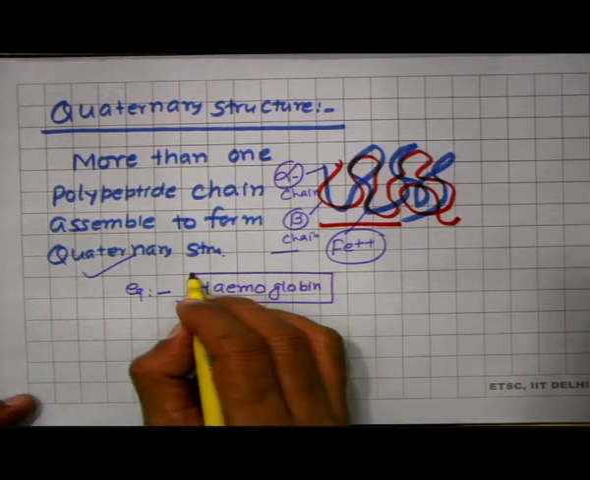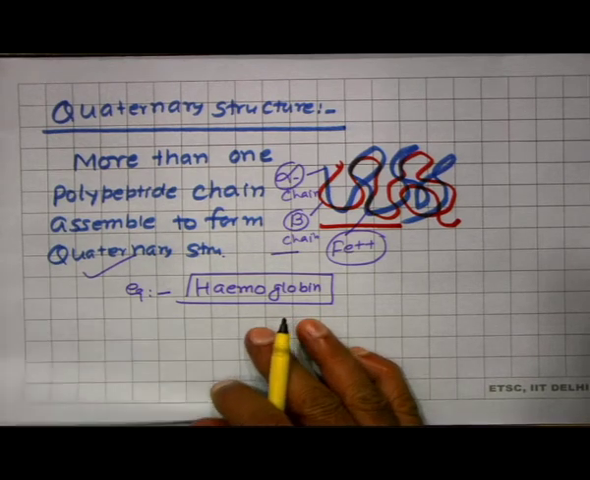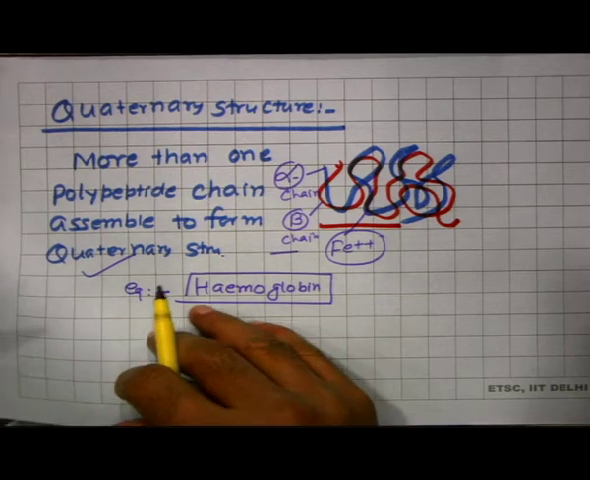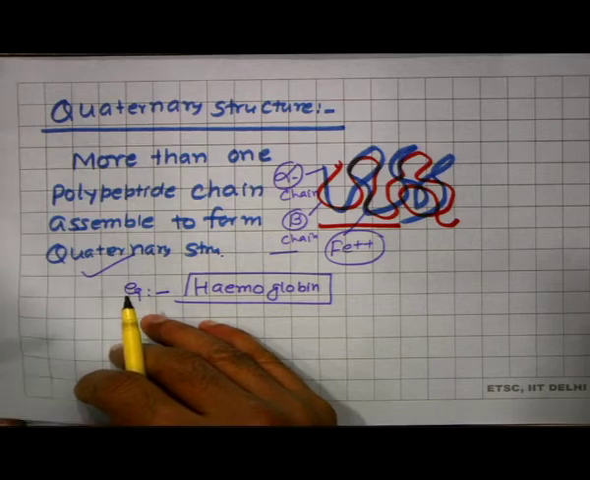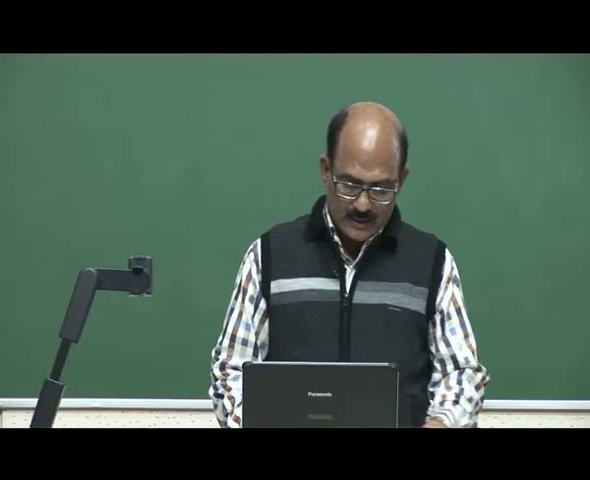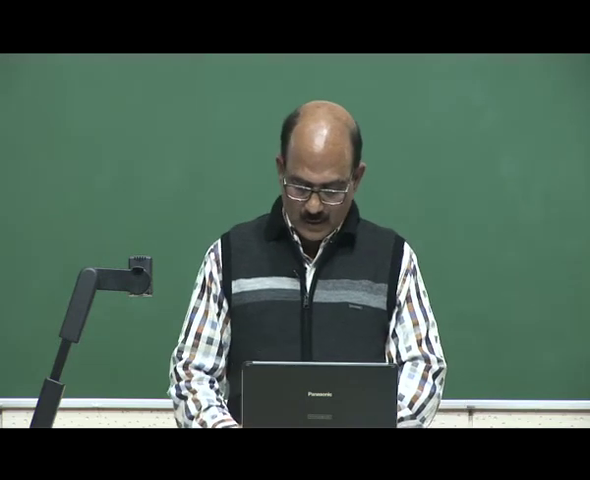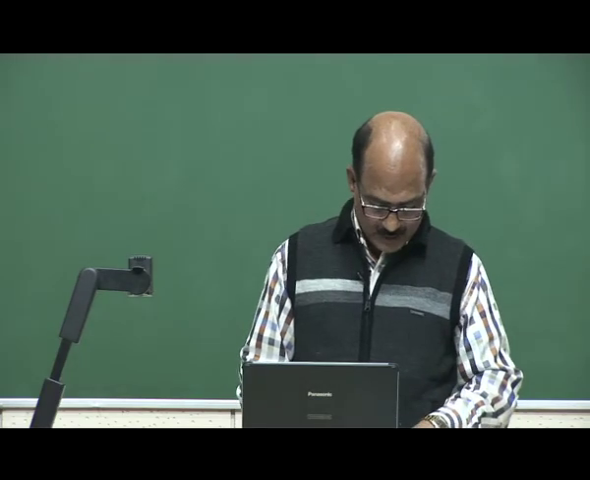For hemoglobin, we have just seen the molecular weight and its formula. Hemoglobin is made by different types of peptide chains, and the structure is of the quaternary type. Now, after protein, there is lipid.